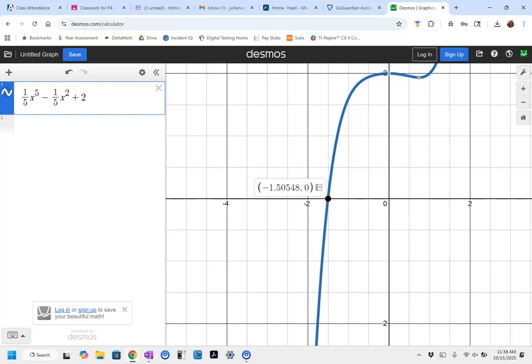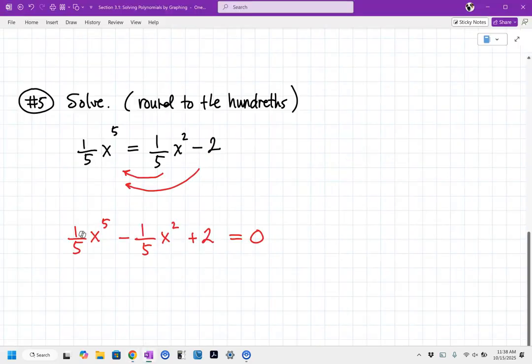So my answer is going to be negative 1.50548, but I got to round it to the nearest hundredth. So 0.505, well, this 5 will make this 0 into a 1. So this is negative 1.51. That's my answer. So let me go back to my homework problem. X is equal to negative 1.51, and I'm done.